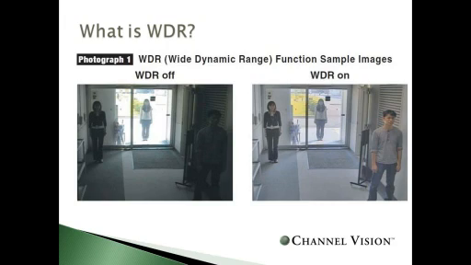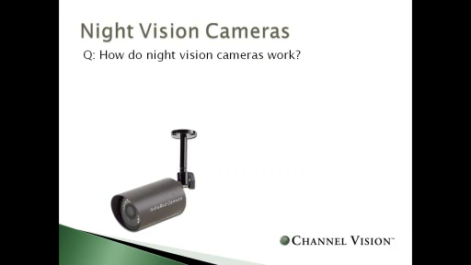As seen here, you'll see that the photograph on the left shows the wide dynamic range feature off on your camera. On the right-hand side, you'll see how it offers backlight compensation and does not have areas that are too washed out. WDR cameras are a unique application, and I'll offer it in some of the Channel Vision series as well.